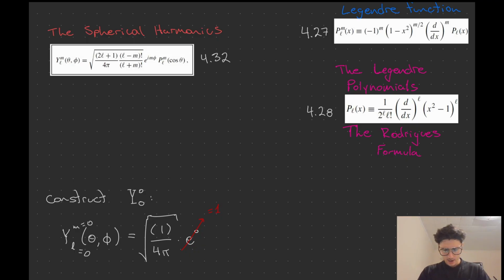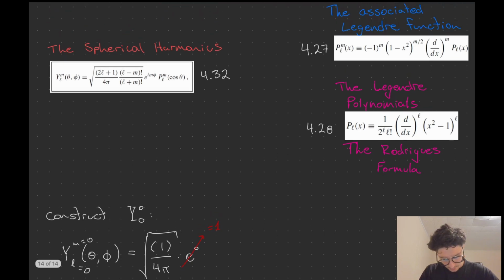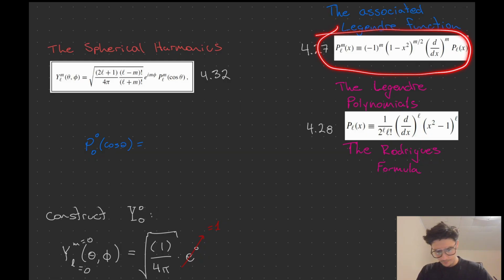All right. Now we have to use these other functions, which I'm going to do right here so you guys can see what's happening. We have P00, and inside here we have cosine theta. So what does this function equal? Well, I'm going to take a look right here. Boom. Fairly easy. We're just going to plug in minus 1 to the 0th power, which just equals 1, times 1 minus x. But in this case, x is cosine theta.